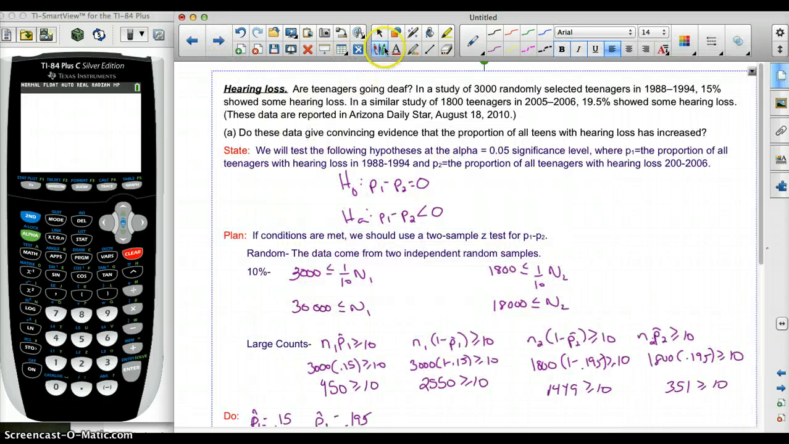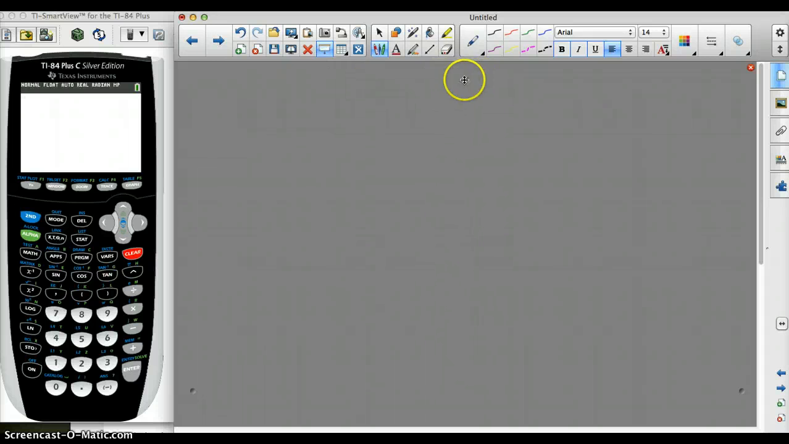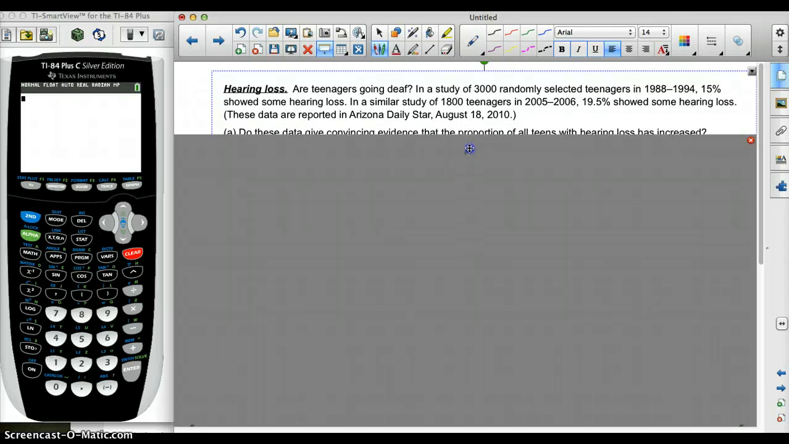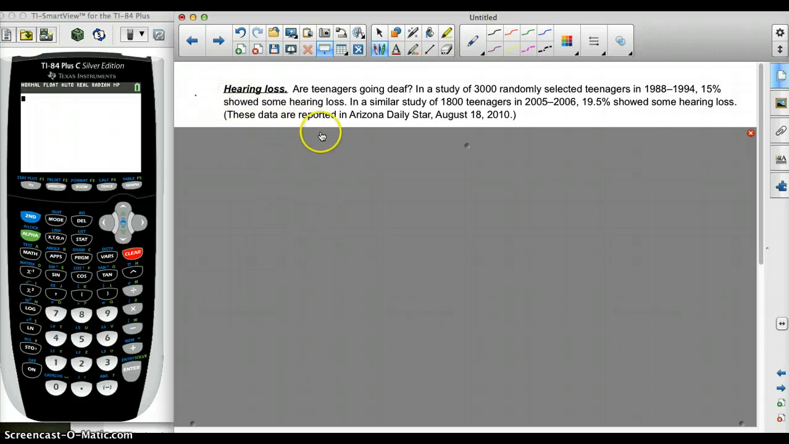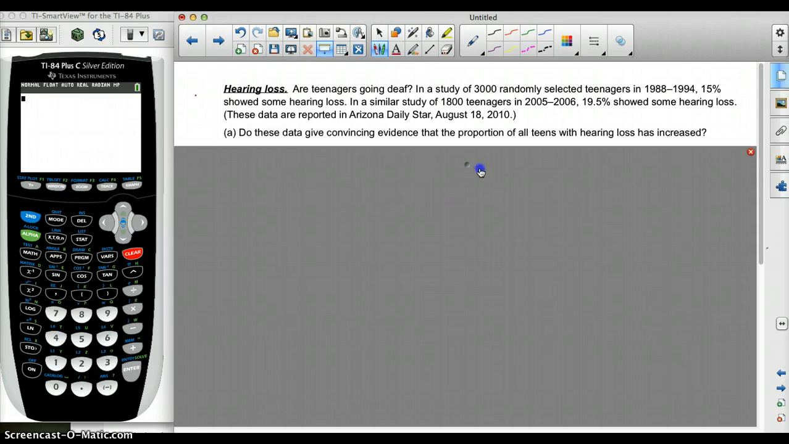So let's get into a problem here, where we're going to talk about hearing loss. Are teenagers going deaf? In a study of 3,000 randomly selected teenagers in 1988 to 1994, 15% showed some hearing loss. In a similar study of 1,800 teenagers in 2005 to 6, 19.5% showed some hearing loss. Do these data give convincing evidence that the proportion of all teens with hearing loss has increased?